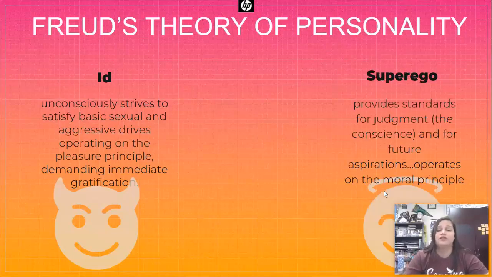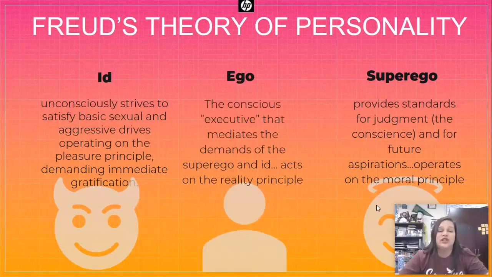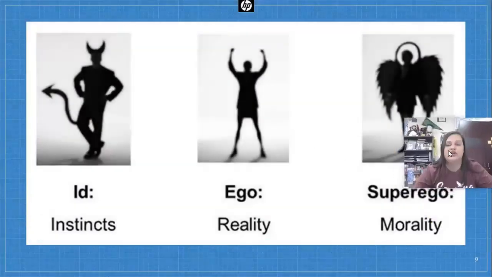The other end of the spectrum is the superego, and it provides our standards for judgment. It's basically our conscience, what helps us to determine what's morally right or wrong. And then in the middle is our ego, which is conscious. The other two are unconscious. And the ego is what's trying to mediate and compromise between the superego and the id, and it's acting on the reality principle.